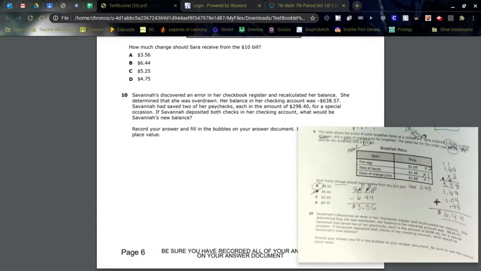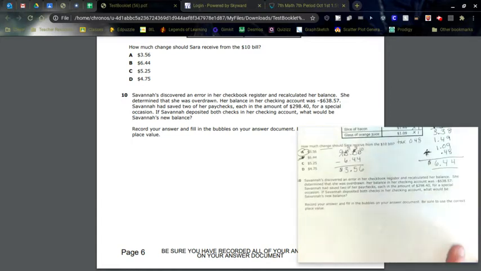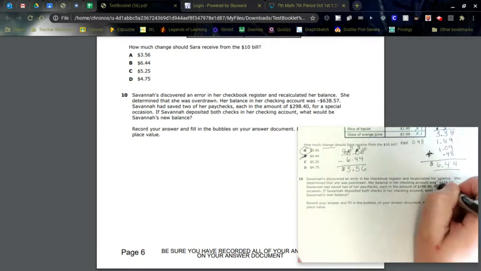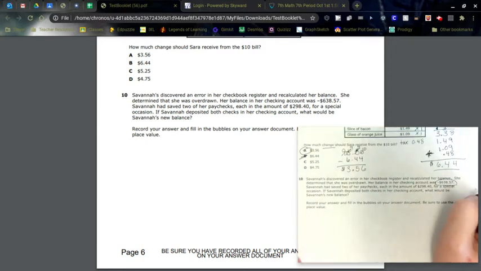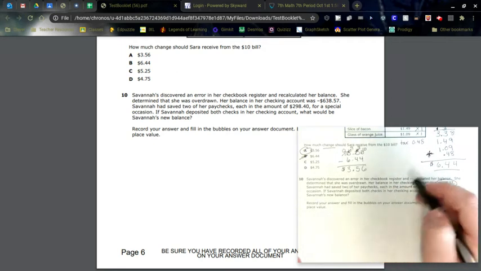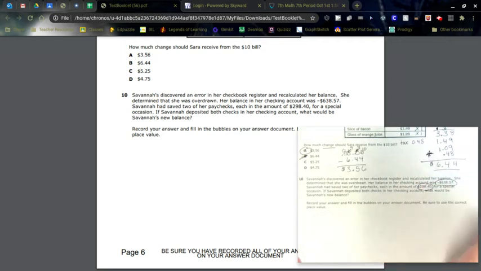Okay, last one. Savannah discovered an error in her checkbook register and recalculated her balance. She determined that she was overdrawn. Her balance in her checking account was negative $638.50. Savannah had saved 2 of her paychecks in the amount of $298.40 for a special occasion. If Savannah deposited both her checks in her checking account, what would be Savannah's new balance?